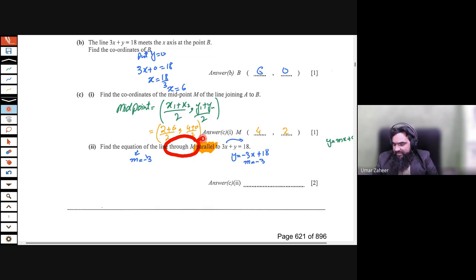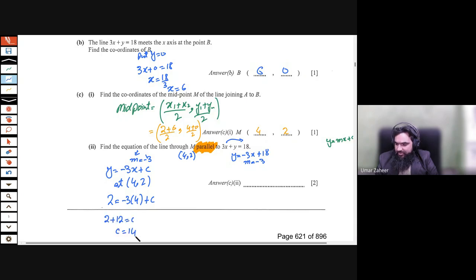He says that the line passes through M, which means this line passes through (4, 2). So we have the equation y is equal to minus 3x plus c. At (4, 2), because it is given that the line passes through M, and M is the point (4, 2), we have 2 is equal to minus 3 times 4 plus c. 3 times 4 is 12, so minus 12. On the other side it will be plus 12. So c is equal to 14. So the equation we get is y is equal to minus 3x plus 14.